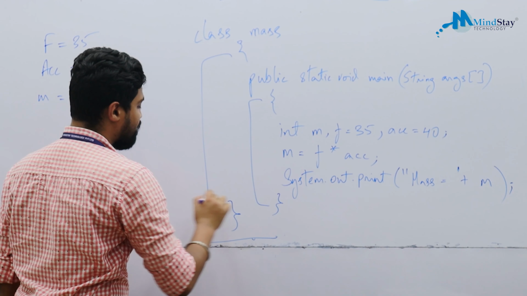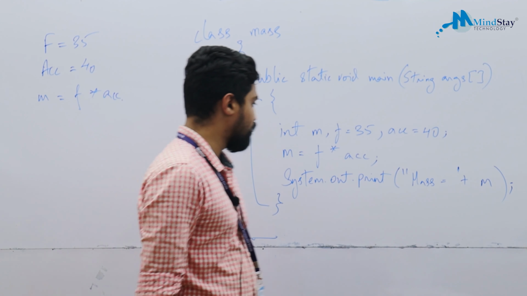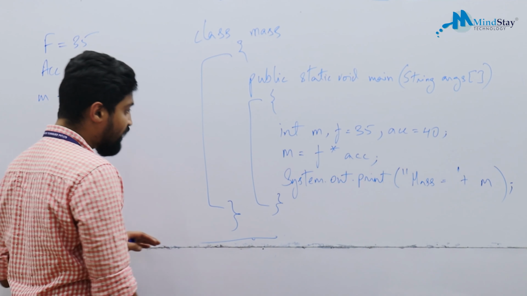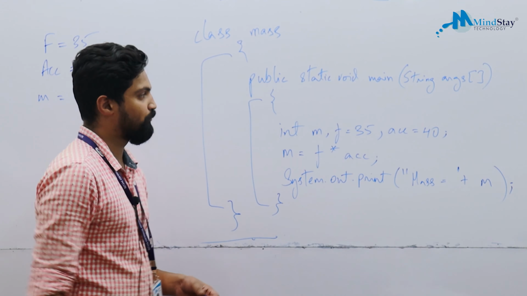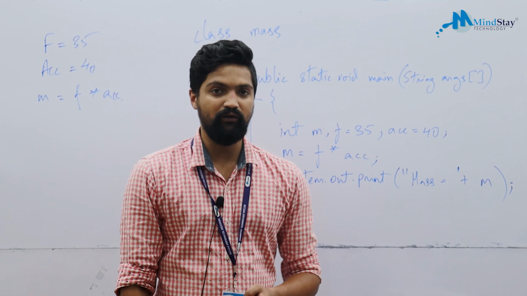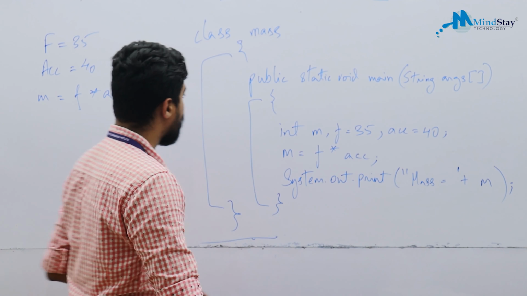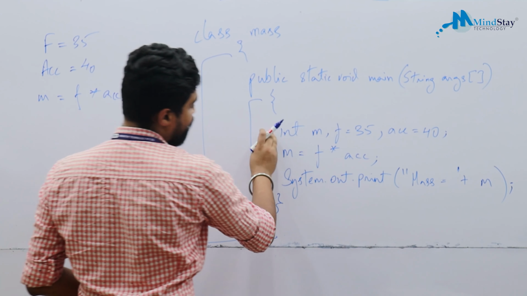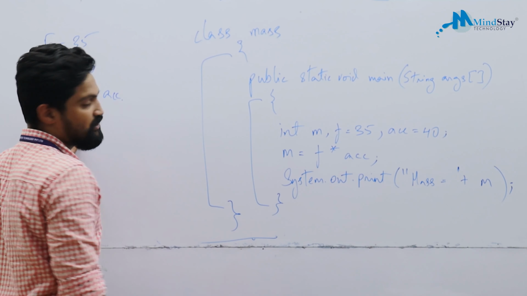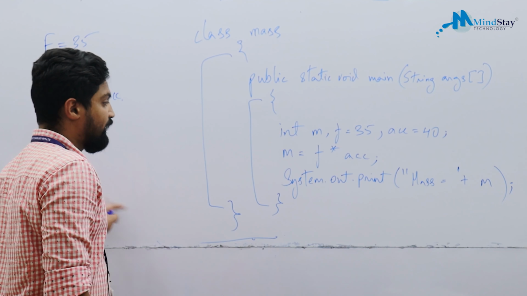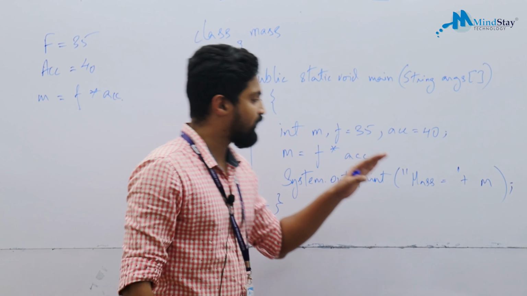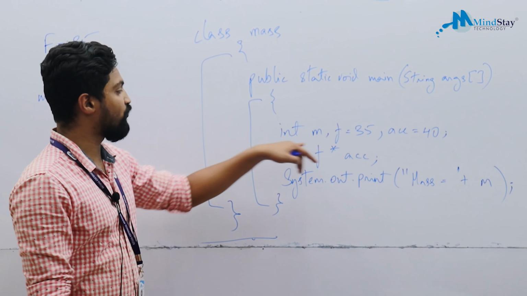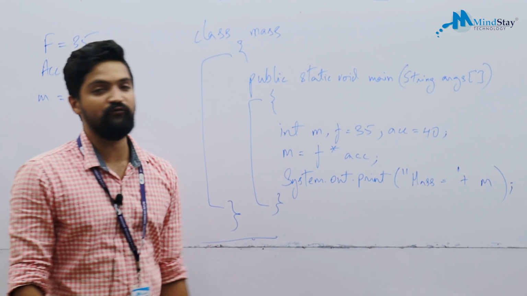We'll close our main function and we will close our class. So this is how you can do your programming in Java. So I had the class, I have the main function, I have all the details that my questions were telling me, and now I have successfully created a program which finds the mass of the body if the force is 35 and acceleration is 45.